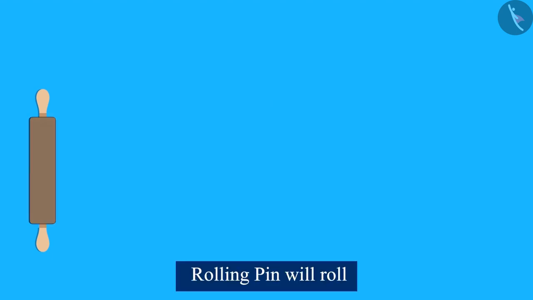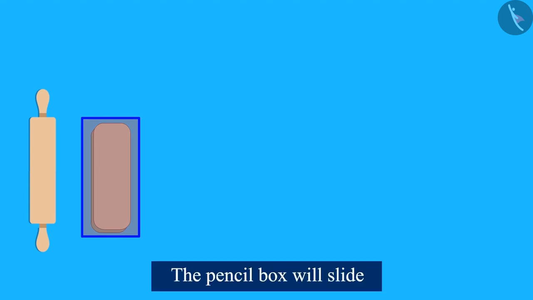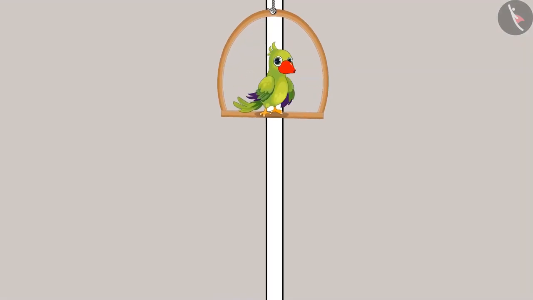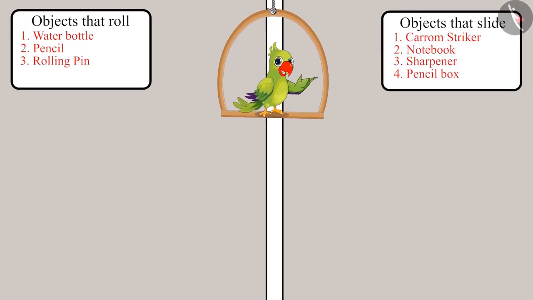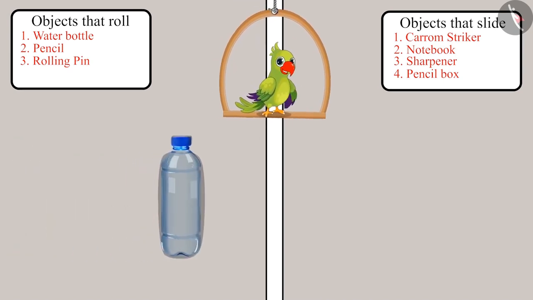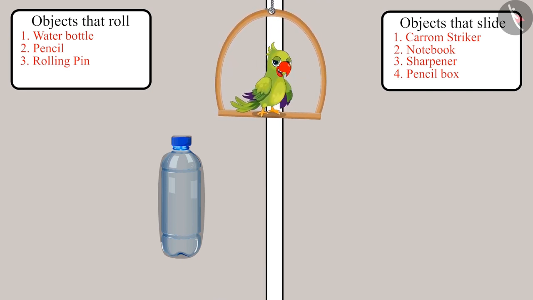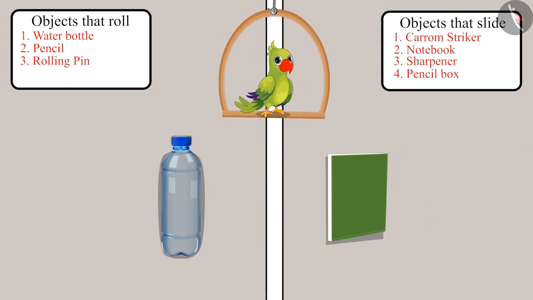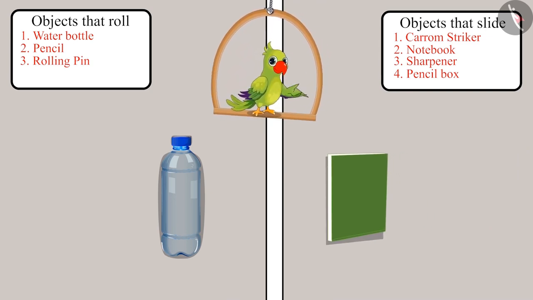You are right children. The surface of this rolling pin is circular, so it will roll. And will this pencil box slide or roll? Since the surface of this pencil box is not circular, it will slide. So children, you saw that the objects whose surface is circular always roll on the floor. And those whose surface is not circular always slide on the floor.